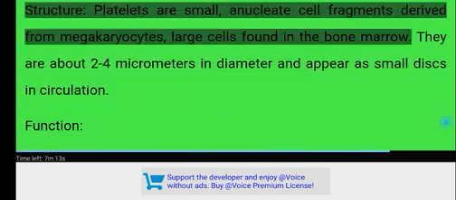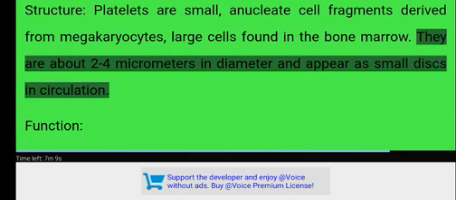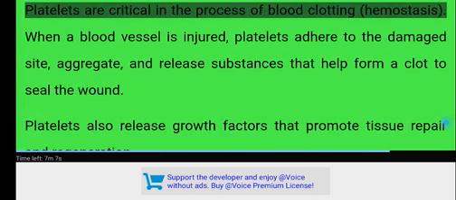3. Platelets, thrombocytes. Structure. Platelets are small, anucleate cell fragments derived from megakaryocytes, large cells found in the bone marrow. They are about 2 to 4 micrometers in diameter and appear as small discs in circulation. Function. Platelets are critical in the process of blood clotting, hemostasis.